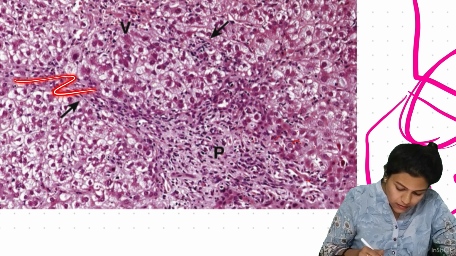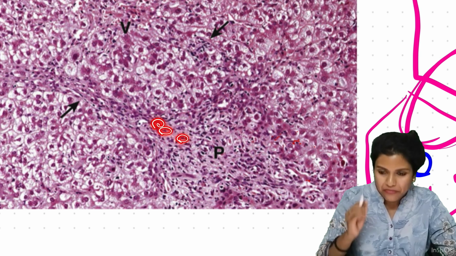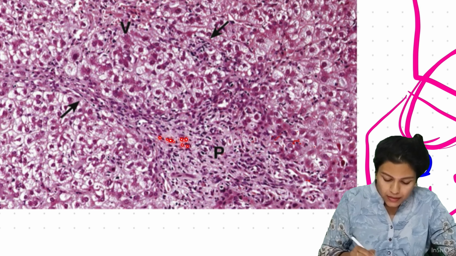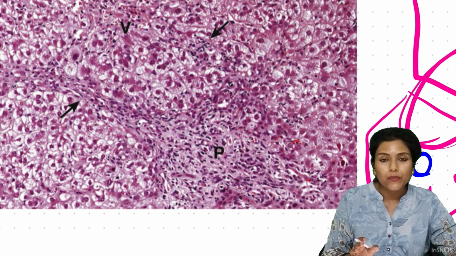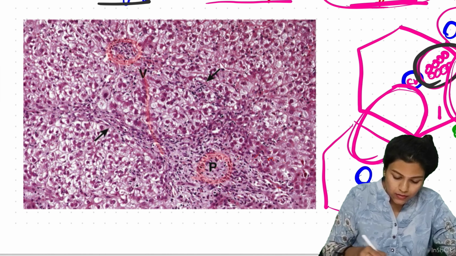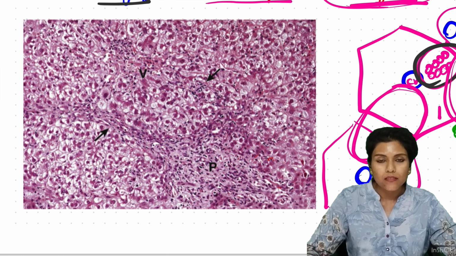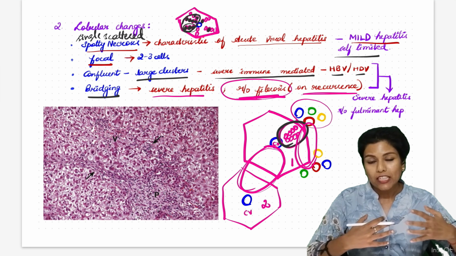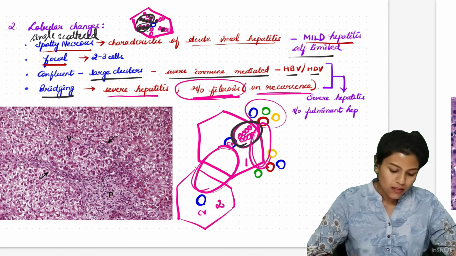But when you consider this area here, you cannot visualize any specific cell outline. Only the nuclei are visible, like dots. The cytoplasm is also there, but definite cell outline is not present. These are the necrosed cells. It is running from this portal tract to this central vein, so it is a form of bridging necrosis. Bridging necrosis means it connects two vital structures like the portal tract and central vein. This is about the lobular changes.